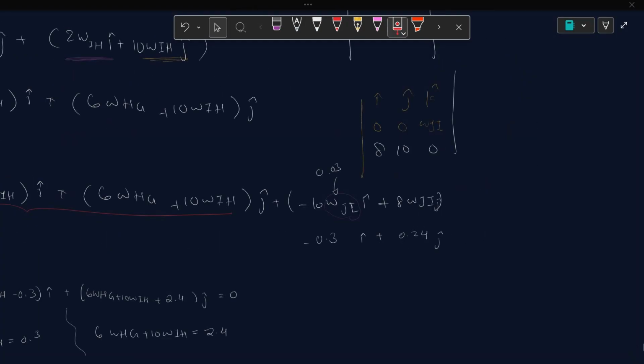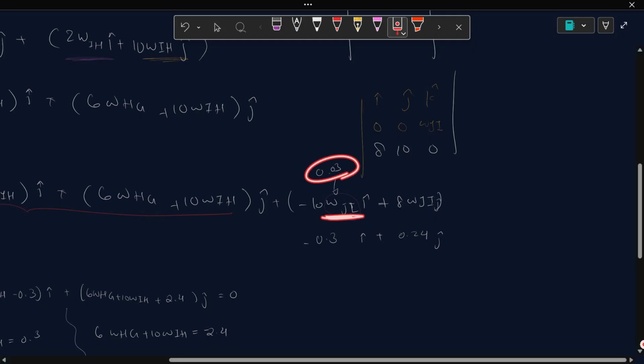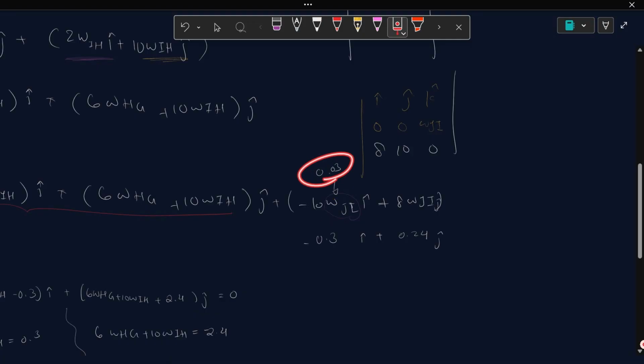Okay, so I basically ran into an audio issue while recording this, so I'm just going to re-record this part over here. So what I basically did was multiply this with the w, the angular velocity that we just found, 0.03. I'm going to multiply this by -10, so we get -0.3, and we multiply with 8, so we get this one for the j hat.